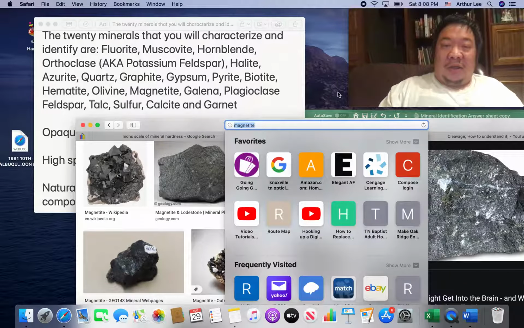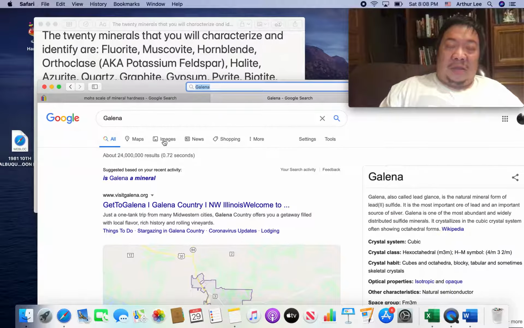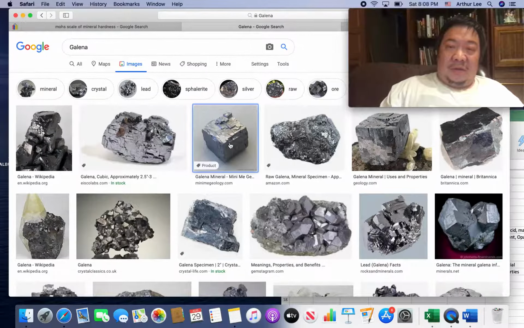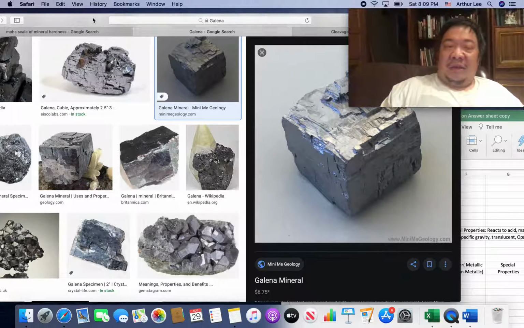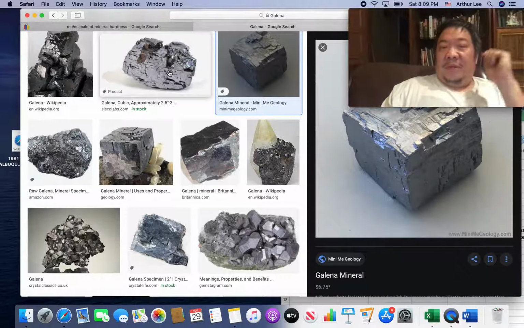Next one's called galena. Galena's chemical composition is lead sulfide. So it's used to make anything with lead in it, including lead fishing weights, for example. It's also used by the military for explosives.